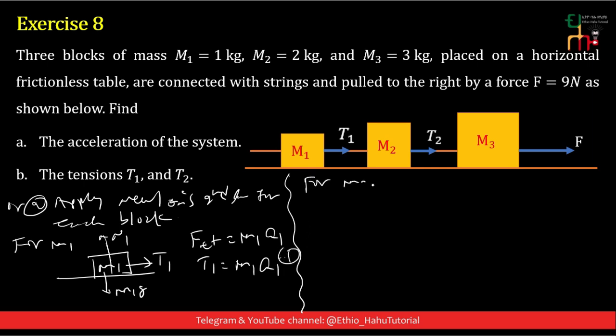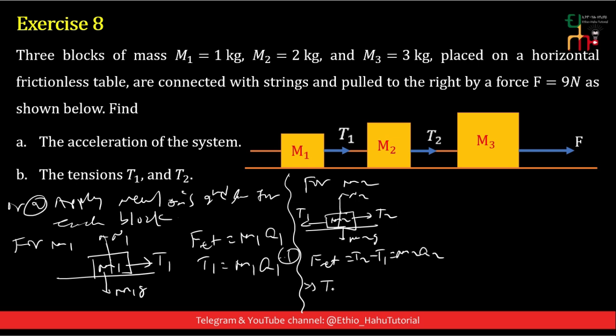For M2, here we have T2, here we have T1. Tension T1 acts on M2 to the left, whereas tension T2 acts to the right. Normal force N2, downward force M2G. But the net force acting on M2 is tension T2 minus tension T1, equal to M2 times A2. Therefore, T2 minus T1 is equal to M2 A2. This is our second equation.